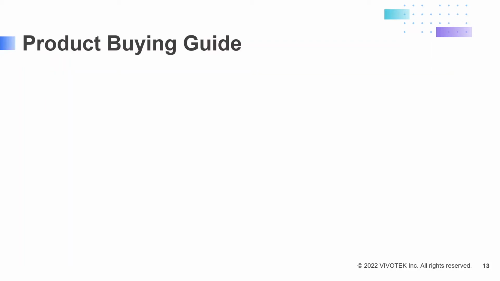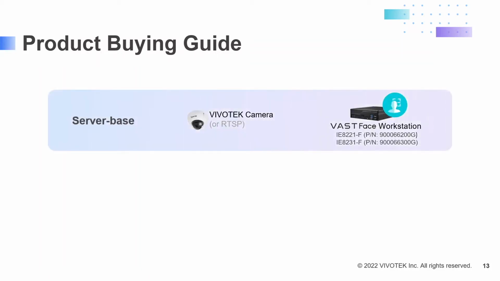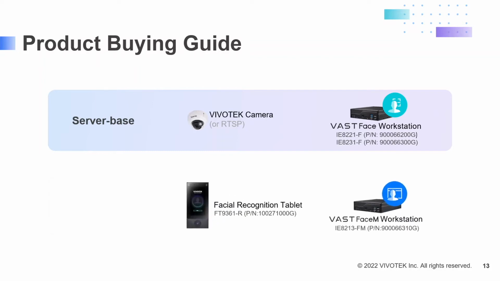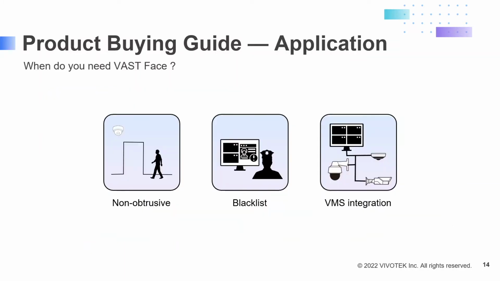So I guess the bigger question is, what do you need to buy? Now in this case, we'll be using VivoTech's solution as an example. If you're looking to adopt a server-based approach, of course you will need a network camera and a facial recognition software. In VivoTech, that facial recognition software comes in the form of a workstation and in 2-channel or 8-channel option. For an edge-based approach, we have a facial recognition tablet, and you will need another central management software that we call Fast Face Manager.